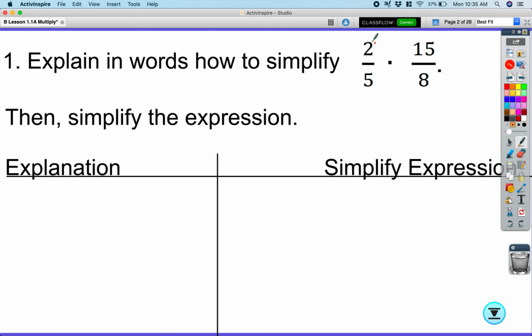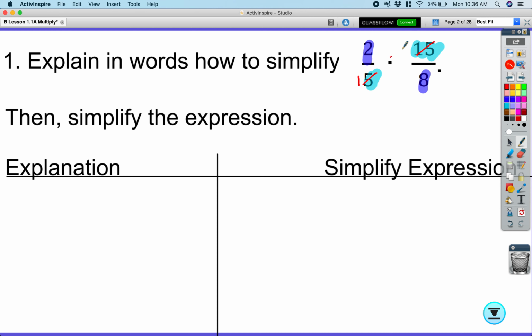So our very first step is look at this fraction, 2/5. Can you reduce it? Nope. Then you look at this one. Can you reduce it? Nope. So then the next step, we're going to look at the diagonals here. I have 2 and 8. I have 15 and 5. I want to see, can I reduce those? Can I divide the numerator and the denominator by the same number? And I can. These are both divisible by 5.